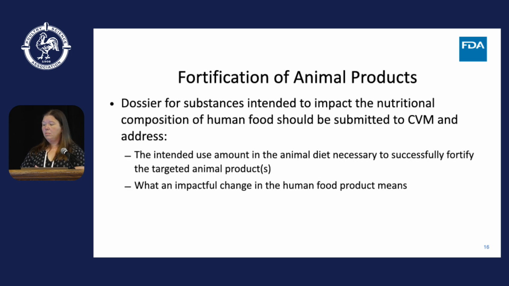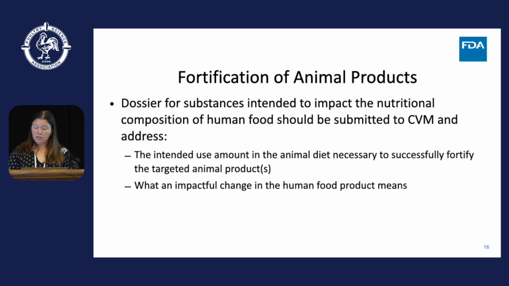All right. So now I'm going to get into some additional things to think about if you're planning to fortify animal products. We already talked about all the different technical sections that need to be taken into consideration when we're talking about a substance intended for animal food, and those are going to continue to apply. With substances that are intended to fortify an animal product, there are a couple of additional things to consider as well. For those products, the dossier should also outline the intended use amounts for the animal diet that is necessary to successfully fortify that human food product.